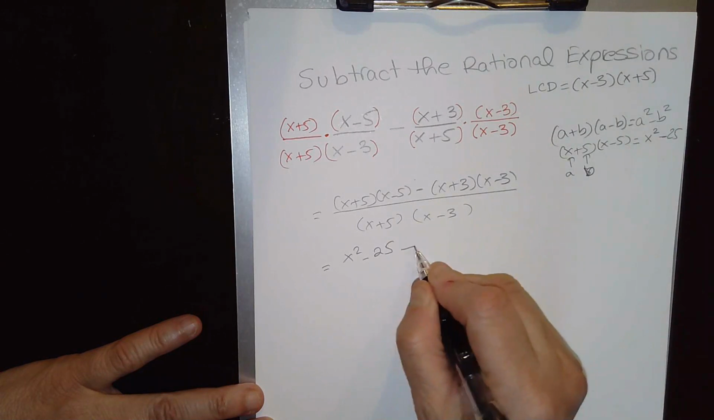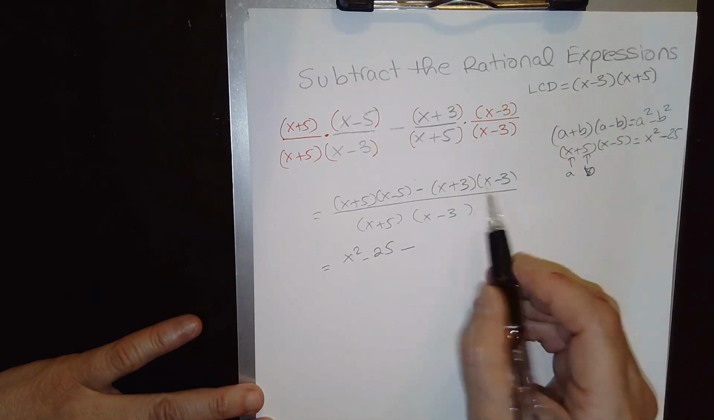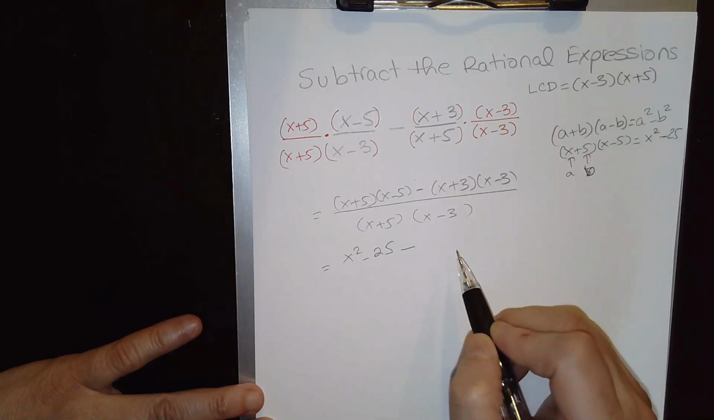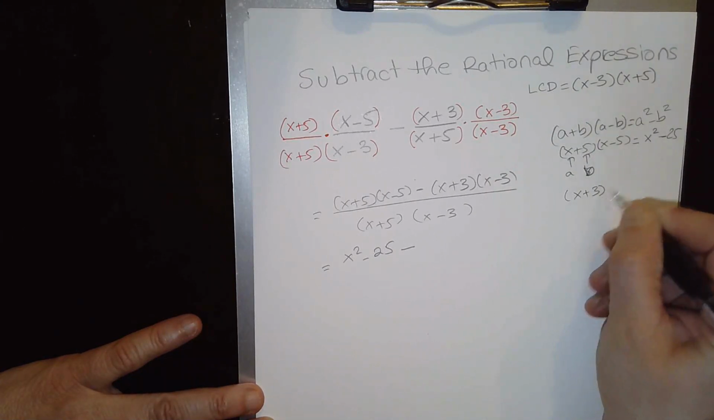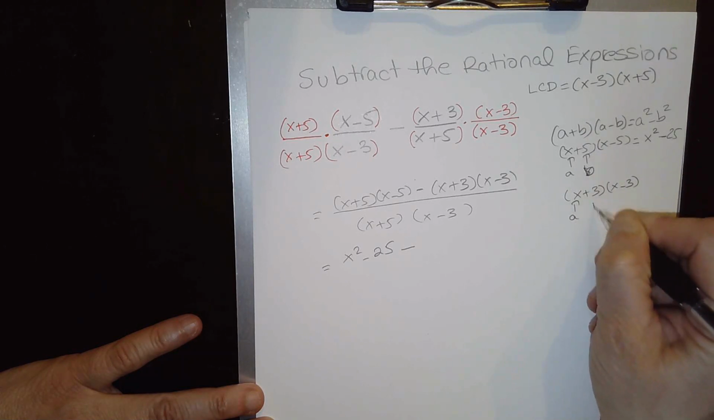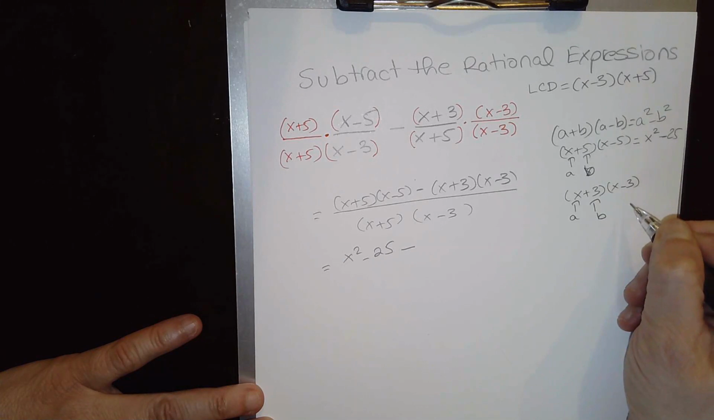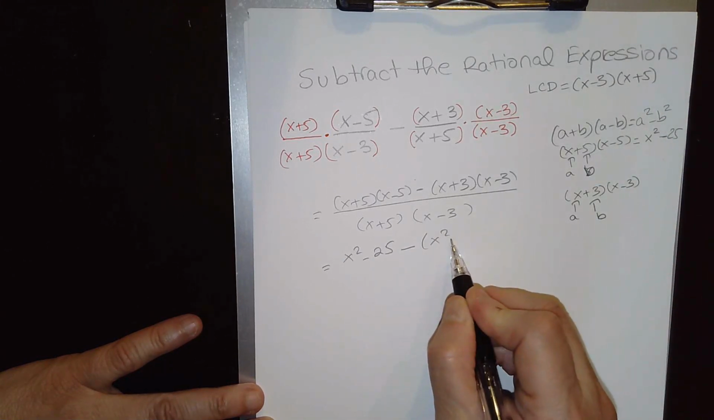And you have the same thing here: (x plus 3) times (x minus 3). So it's a product of the sum and difference of two numbers. In this case, my a would be x, and my b would be 3. So the answer is x squared minus 3 squared, or x squared minus 9.